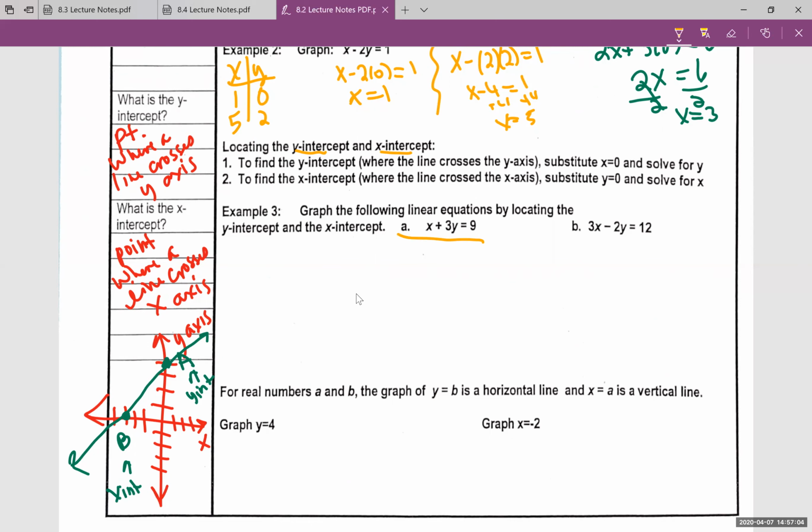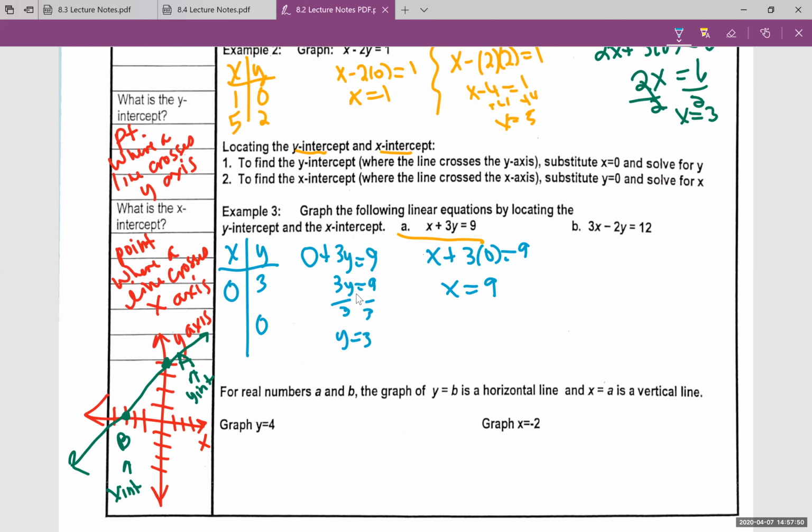So for letter A, x plus 3y equals 9. What this is going to look like is, let's do our xy table. And then first time through, we have to put in a 0 for the x. So substituting in a 0 for the x, I have 3y equals 9, divide by 3, y equals 3. Now, the second time through, I'm going to put in a 0 for the y. So x plus 3 times 0 equals 9, x equals 9.